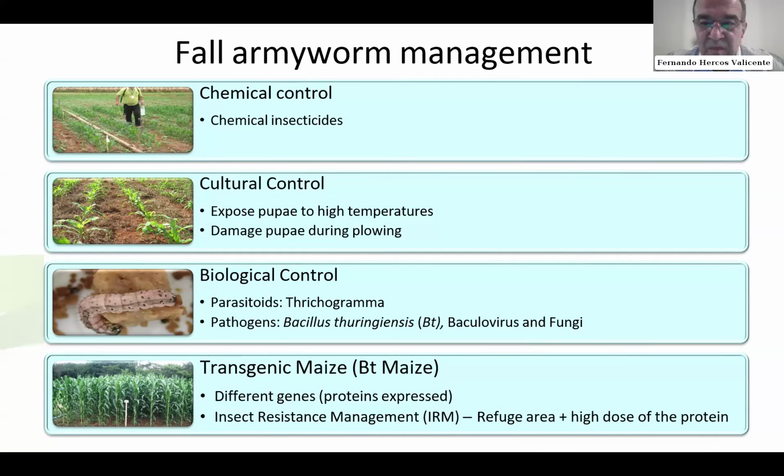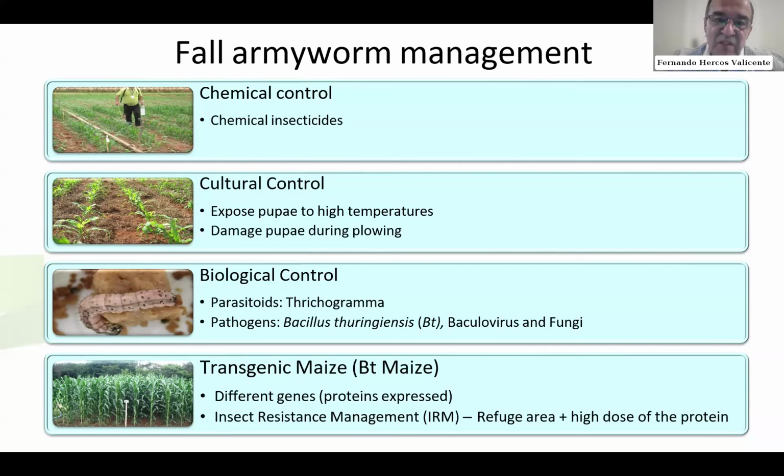For fall armyworm management, you can use chemical control, cultural control to expose pupa to high temperatures, damage pupa during plowing, and biological control. People use Trichogramma and some pathogens like baculovirus and Bacillus thuringiensis and some fungi. And of course, transgenic maize. We recommend different genes, proteins expressed in this maize.